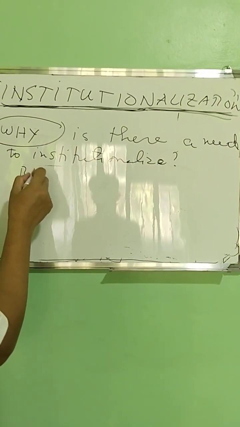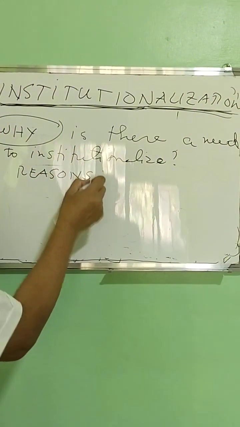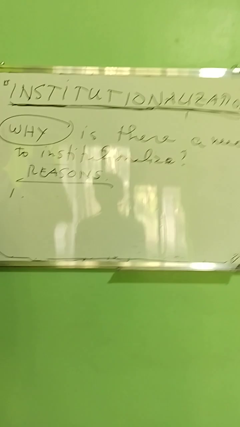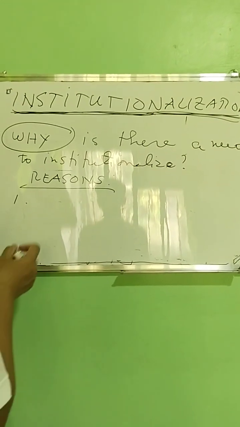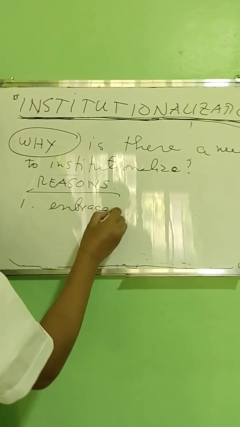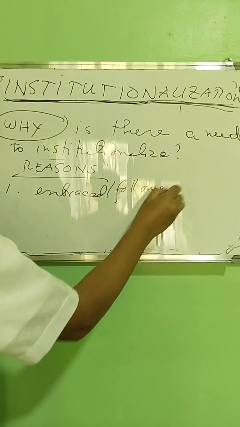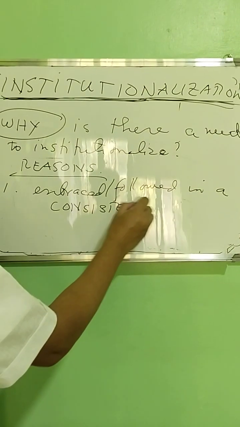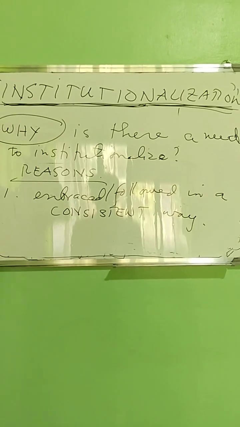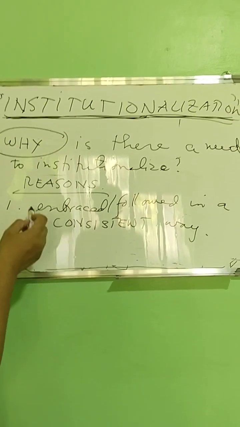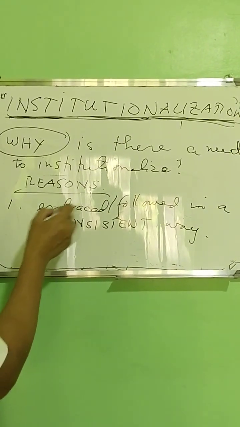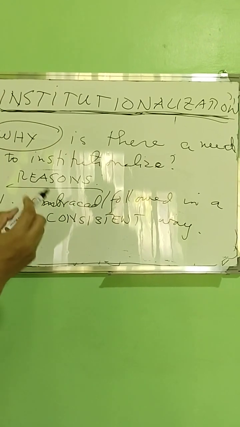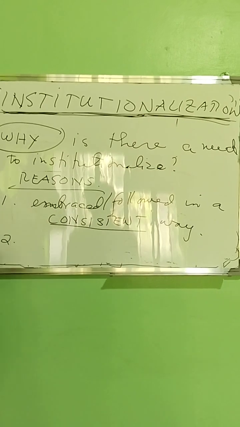These are the reasons why we have to do institutionalization. First, there is a need to institutionalize these values and norms in order that the same will be embraced or followed in a consistent way. Because after all, we are after consistency and uniformity. So this is one of the reasons. We want to see that these values and norms are embraced and followed in a consistent way by the members of that society or organization. Remember that, consistent way.